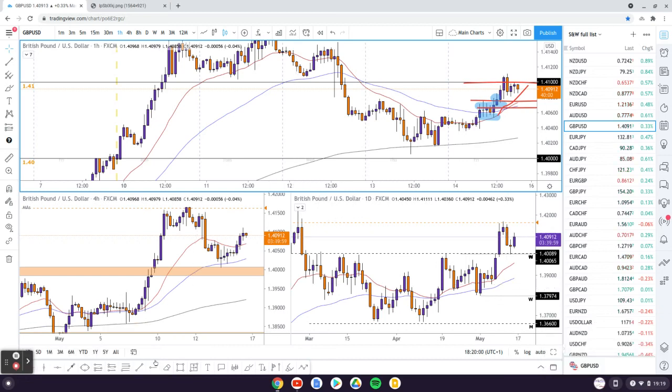All right. Hope you've all had a good week trading. And I just thought I would break down a trade that I took today on pound dollar.